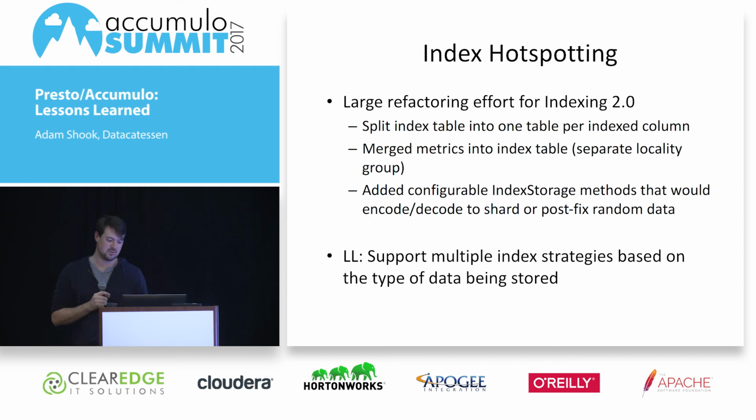So we want to support these multiple index strategies. I have a Spark job that copies data from one table to the other that I need to finish before we can actually start testing it, but we're hoping that this will mitigate a lot of the issues that we've been seeing with the first round of indexes.